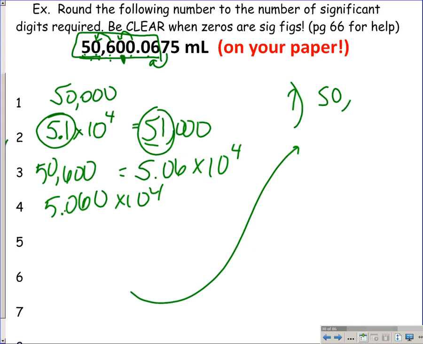So 50600.07. There we go. This is just a fancy way of rounding. I know it seems really silly that I'm telling you this, but whenever you have to add and subtract significant figures or multiply and divide, rounding is important. So I just want to make sure we're okay with rounding. We'll practice this some more.